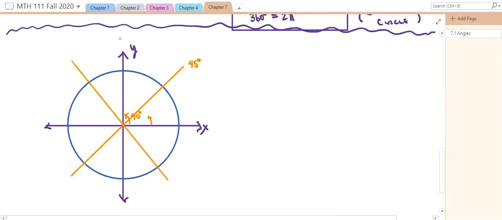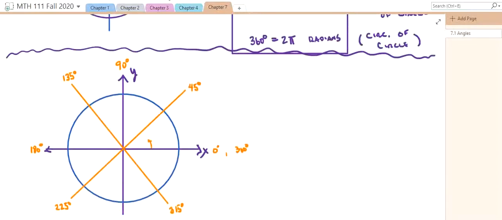If I continue on, this is 90 degrees. And then I go 45 degrees more. This will be 135 degrees. And then 45 degrees more. This is 180 degrees, so on and so forth. Then 45 degrees more. This is 225 degrees. And then 45 degrees more. This is 270 degrees, so on and so forth, going around here. 315 degrees, back to 0 degrees, or 360 degrees. Same thing.